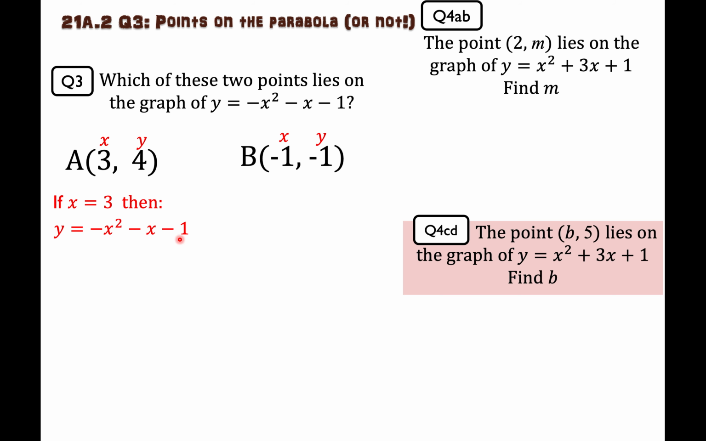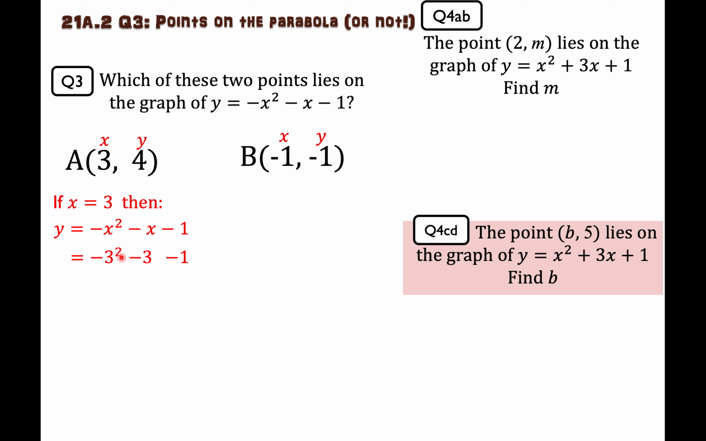We'll write the formula first, just as it is up here. But wherever we see an x, we're going to replace the x with the number 3. So this will be y equals. That minus I copy down, the equals I copy down, the squared I copy down, but the x we replace with 3. And again, the minus I copy down, the x I can replace with 3, and then I've just got this minus 1 at the end.